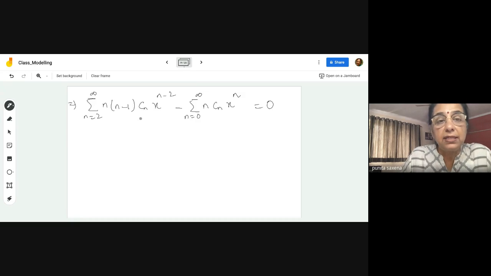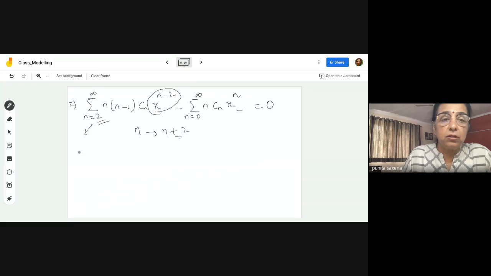Now, as I was saying earlier, we want to combine these two summations anyway. This is starting from 0, this is starting from 2. Here I have x^n, here I have x^(n-2). So I need to change this n minus 2. What I can do is change my n to n plus 2 in the first summation. The moment you change n to n plus 2, your starting point reduces.